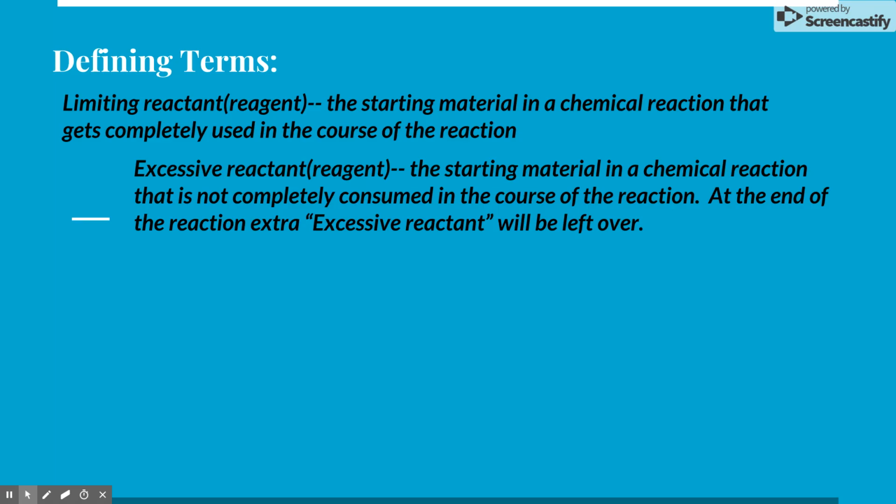On the other hand, the excessive reactant or excessive reagent is the other starting material in the chemical reaction, and this starting material is not completely consumed in the course of the reaction. At the end of the reaction, there will be extra excessive reactant left over, so it will not get completely used up, and that's an important distinction. Limiting reactant gets completely used, the excessive reactant does not.